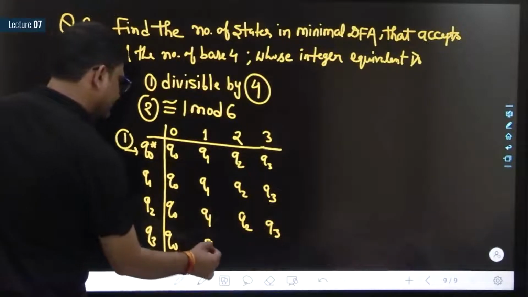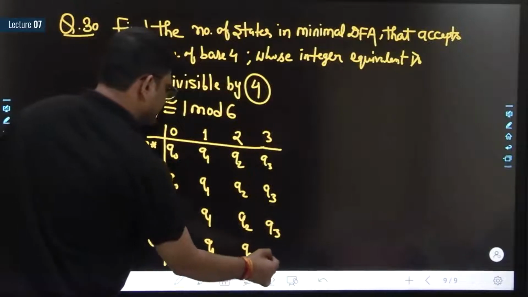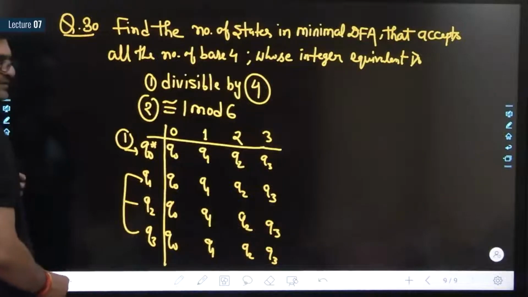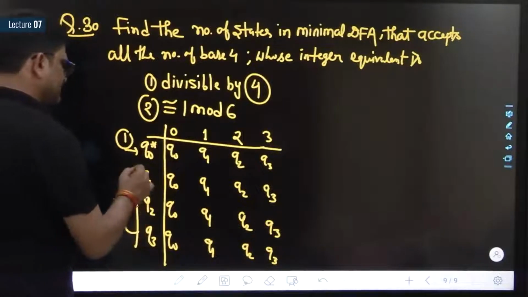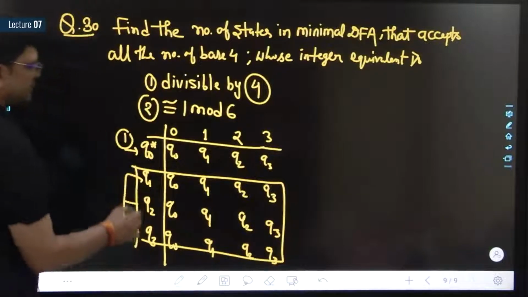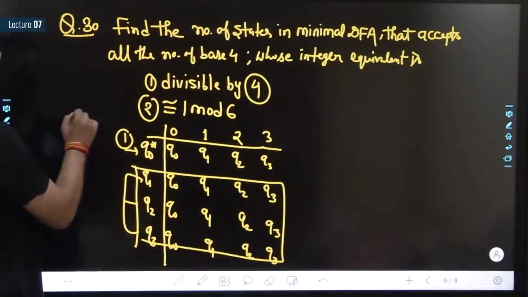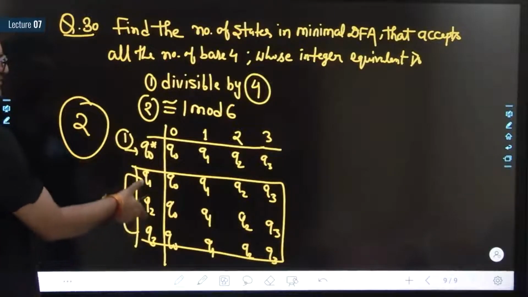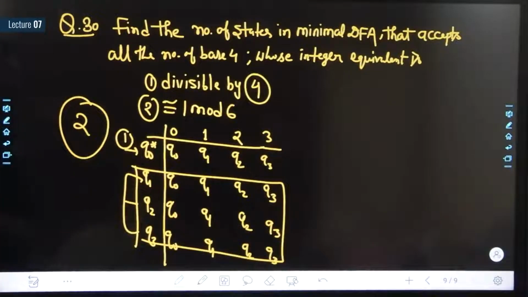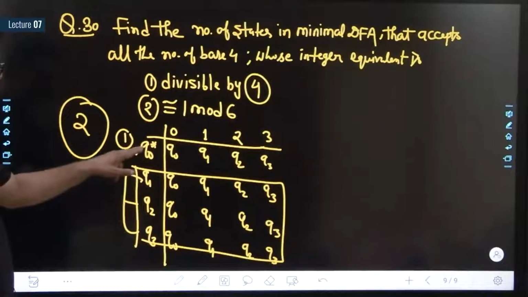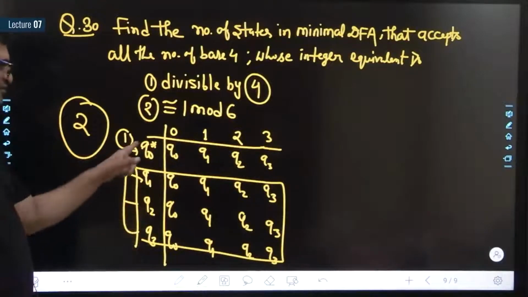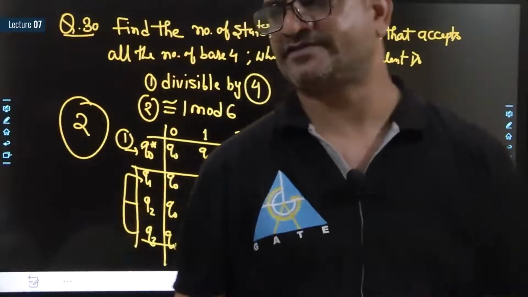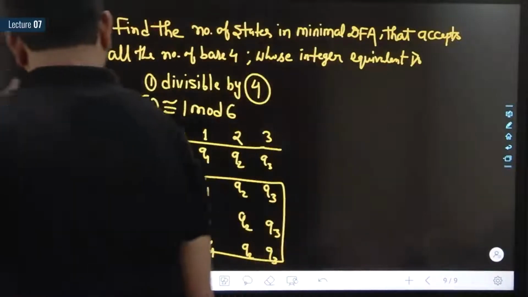We can merge these 3 states. These 3 states are considered as 1 state. Then how many states in the minimal DFA? 2. We cannot merge Q0 with these 3 states because Q0 is the final state and Q1, Q2, Q3 are non-final states. Clear?